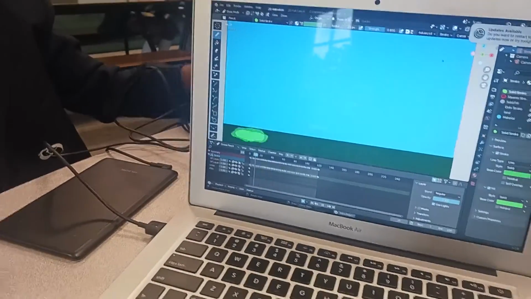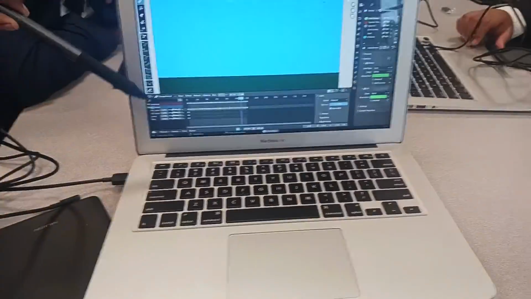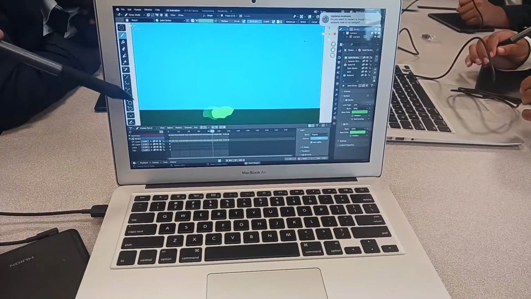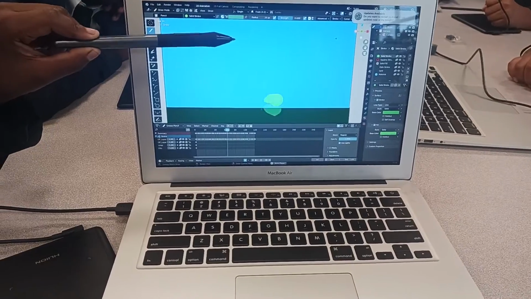So can you talk to me about your ball animation? So what happens is my ball jumps from one side and goes over here, then jumps back, and then goes over here, disappears, and then falls down here.